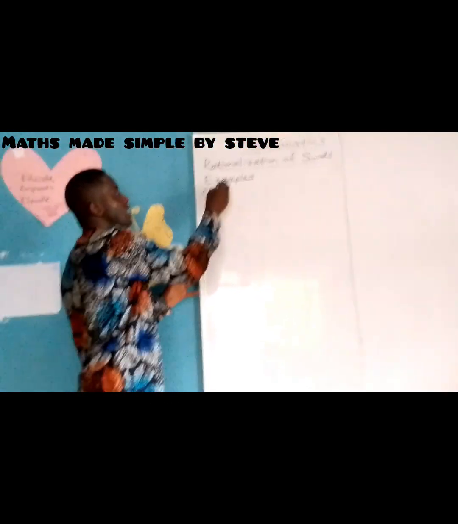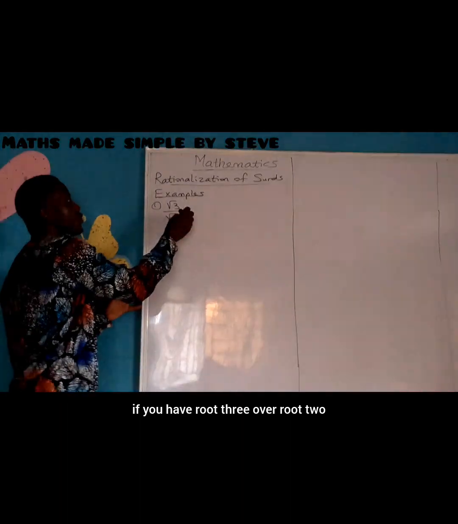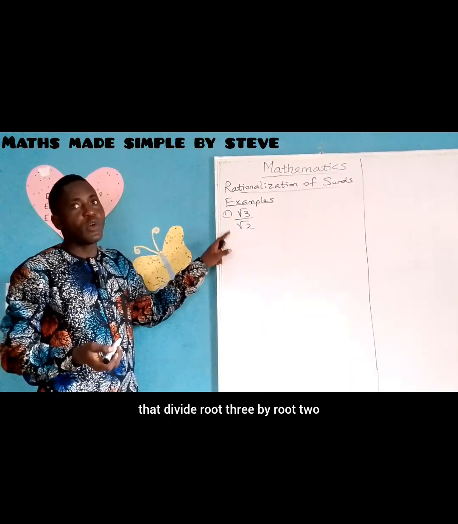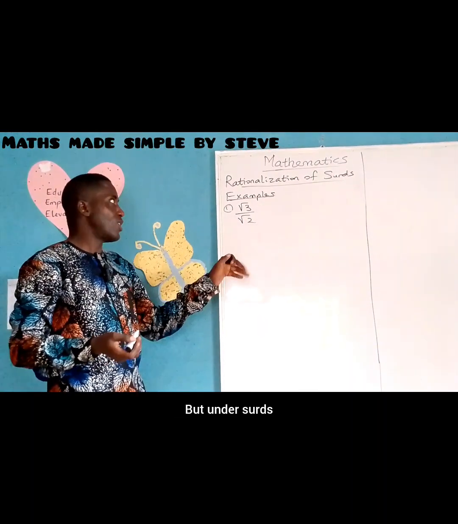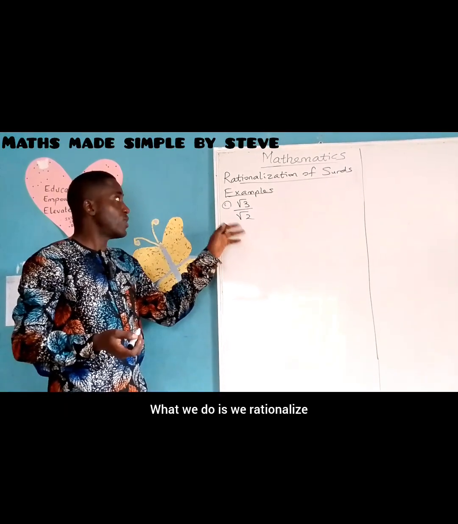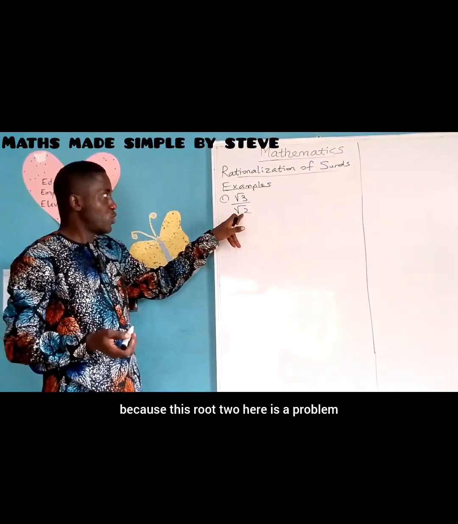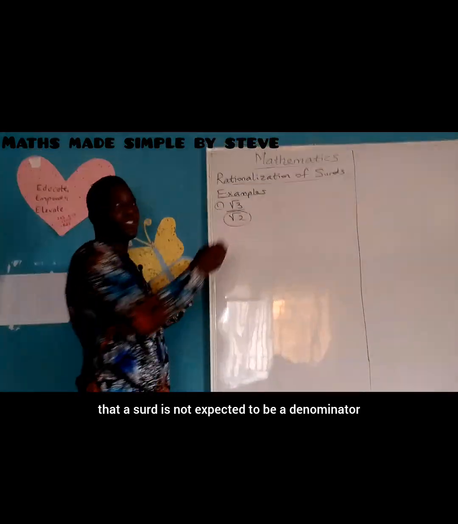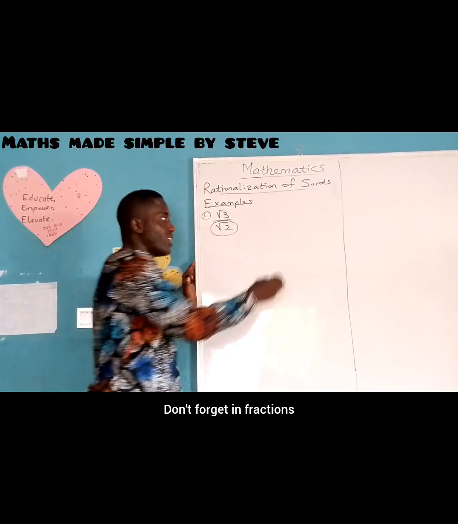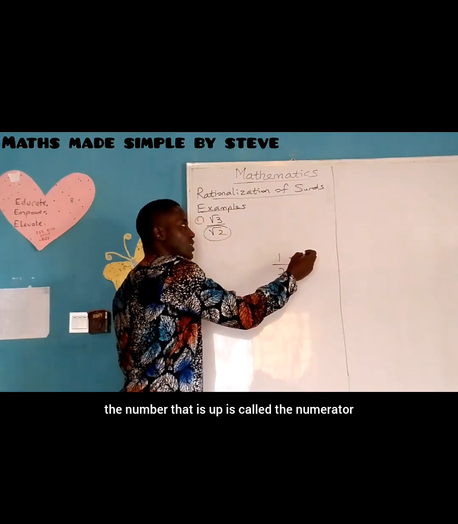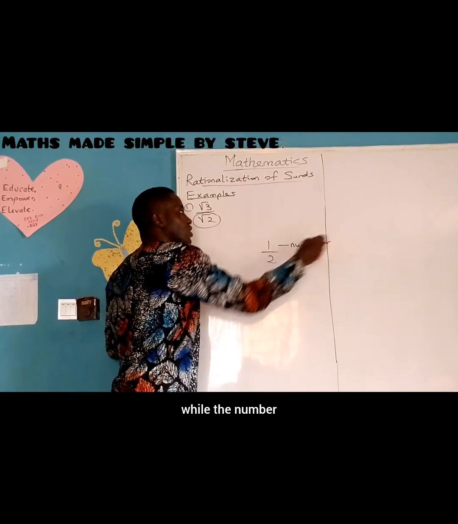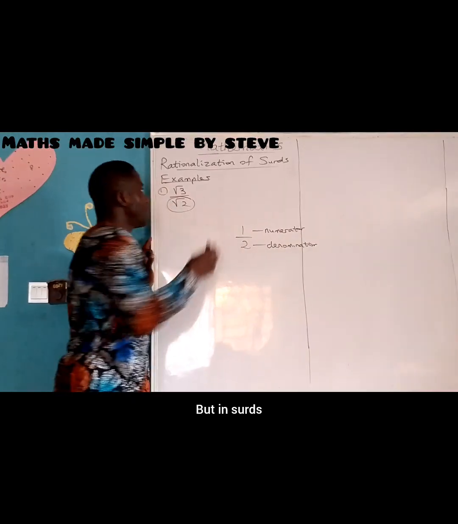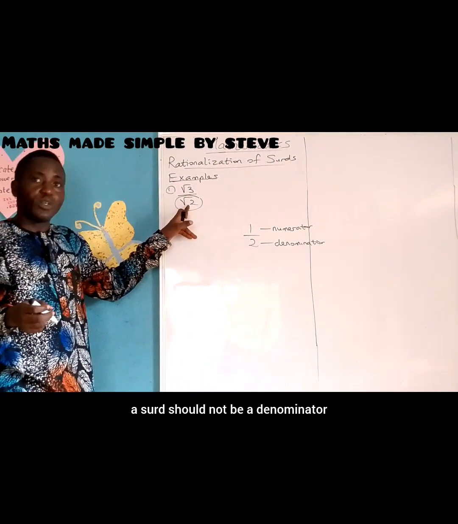Example number 1, if you have root 3 over root 2. This in math means divide root 3 by root 2. But under surds, we don't actually divide. What we do is we rationalize, because this root 2 here is a problem. Why it's a problem is that a surd is not expected to be a denominator. Don't forget in fractions, the number that is up is called the numerator, while the number that is down is called a denominator. But in surds, a surd should not be a denominator.